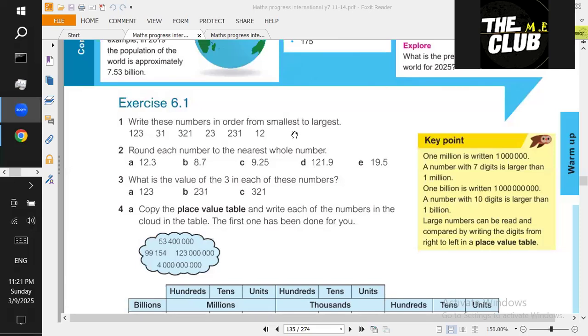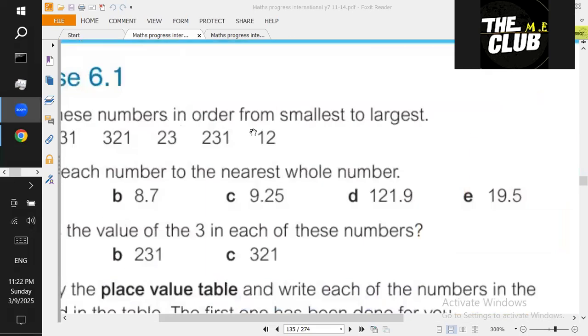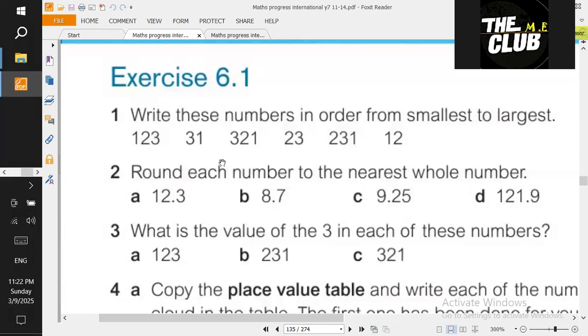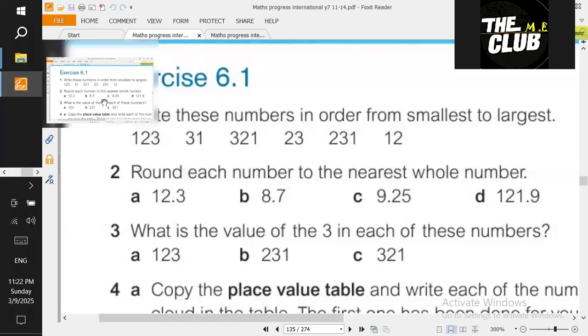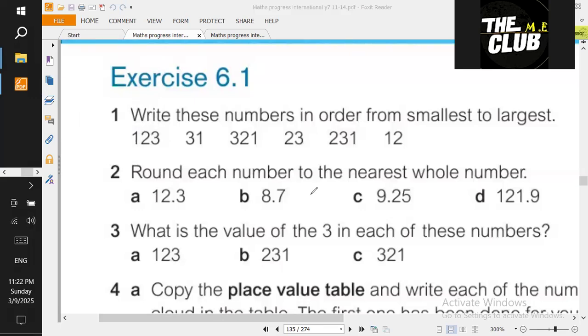Question 1, write these numbers in order from smallest to largest. These questions are easy, so let's do them very fast. Order them from smallest to largest. The first one, which is the smallest, is 12. And then we have 23, and then 31, and then 123, and then 231, and 321.